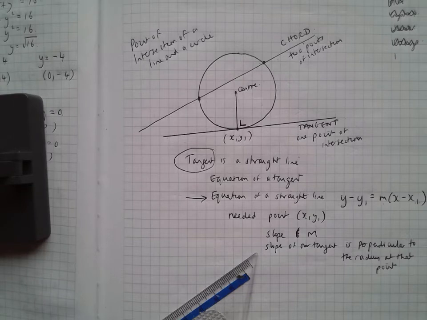To find the equation of a straight line, as well as a point, we need a slope, which we call m. The way we're going to find the slope of our tangent is that it's at right angles to, or perpendicular to, the radius at that point of the circle, the line that joins the point of intersection to the center. That is loads already, but hopefully as we go on, it'll begin to make sense. So let's go back to the questions that we have in our textbook.